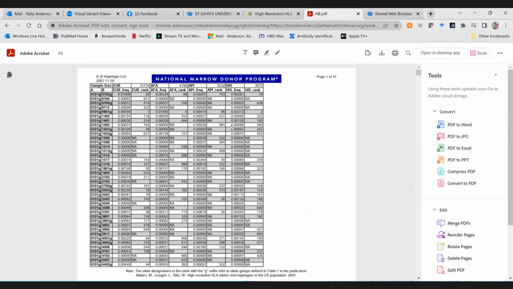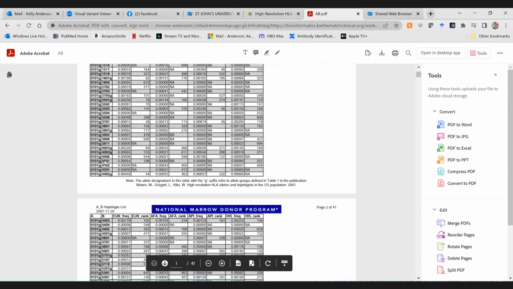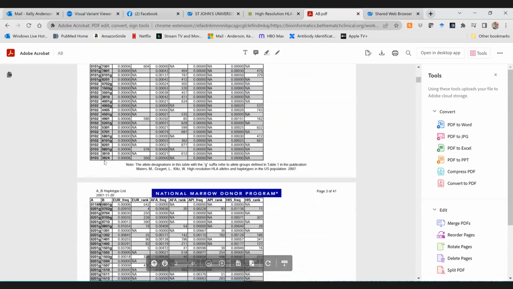So this is something we use in the transplant lab a lot. It breaks down by ethnicity the common types. And so it's inherited as a haplotype. So it can help you. It's basically giving you the rank for each combination. So it can be very helpful when you're looking at HLA runs.